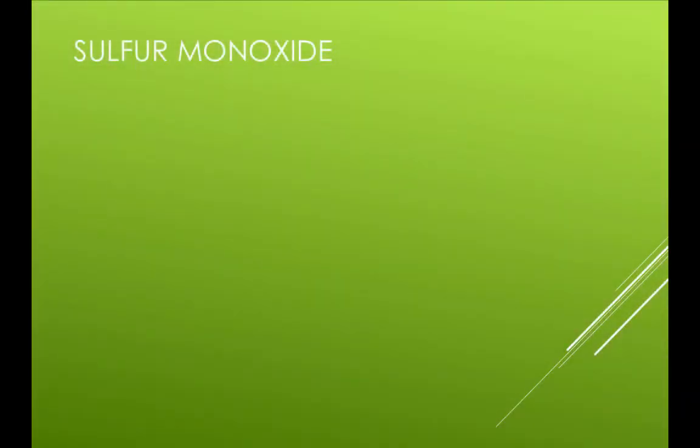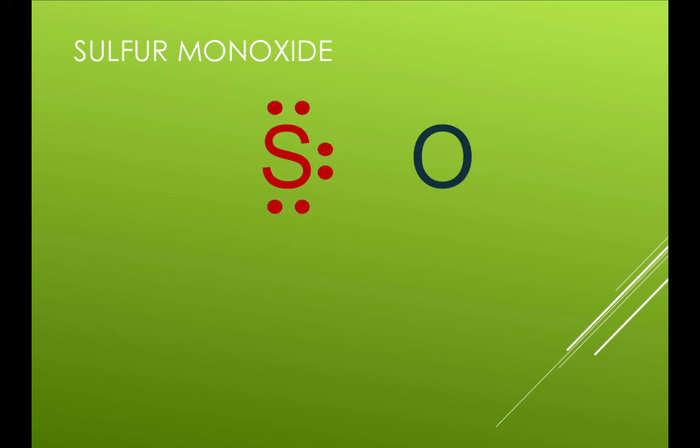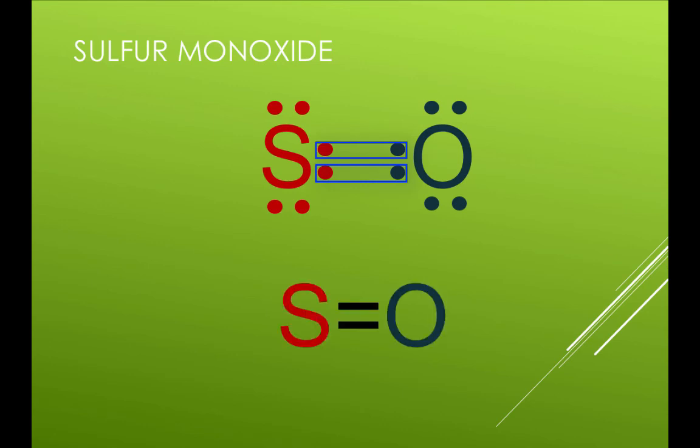Sulfur monoxide has a single sulfur and a single oxygen. Sulfur has 6 valence shell electrons, as does oxygen. To fulfill the octet rule, they will share 2 electrons each, creating a double bond. The simplified view would be this with a double bond in between and a total of 4 lone pairs.